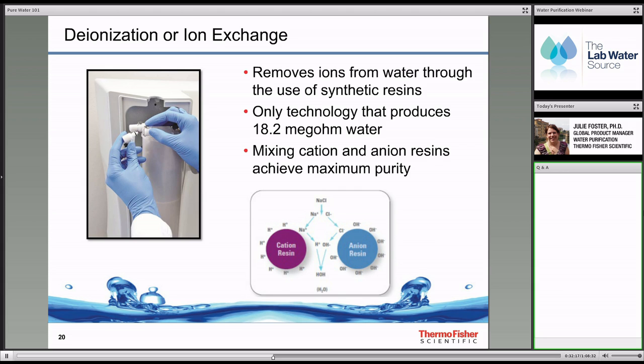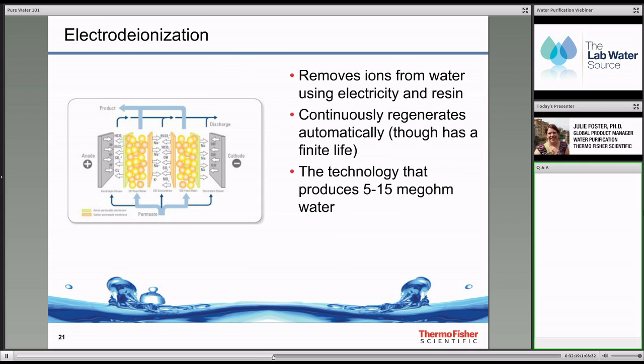All right, so following in the footsteps of deionization is electrodeionization. And we shorten this to EDI. It works in a very similar way to deionization. It's the same concept that you can see in the drawing. There are some resin beads there.